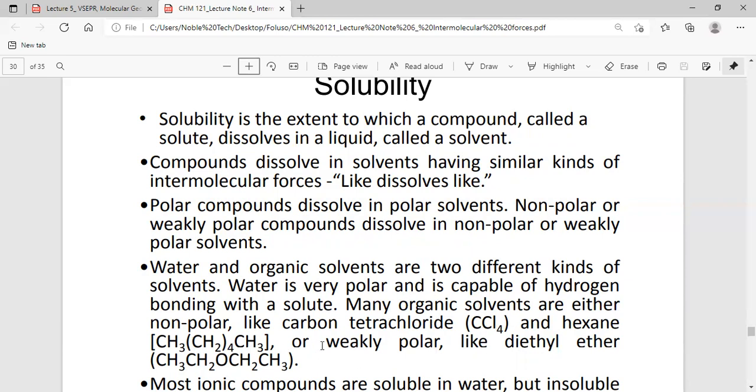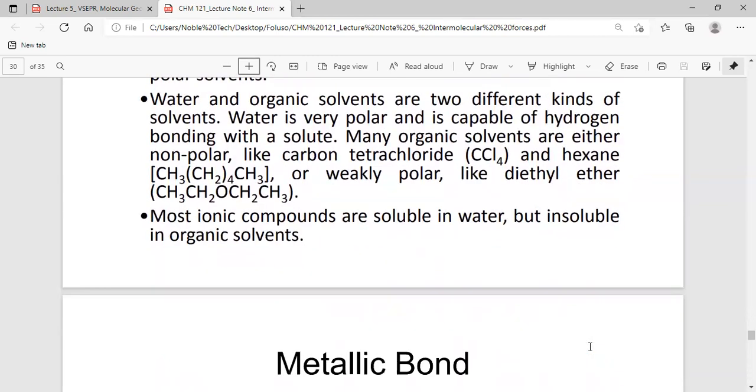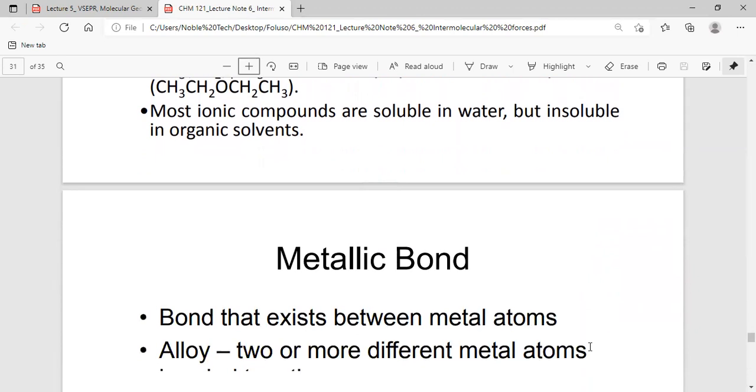Hexane is not polar. Ethers are not polar. All these will dissolve in organic solvents. But acetone and ethanol, which have hydrogen bonds, will dissolve in polar solvents, and in particular water. So polar substances will not dissolve in non-polar solvents, and non-polar substances will not dissolve in polar solvents. Like will only dissolve like.